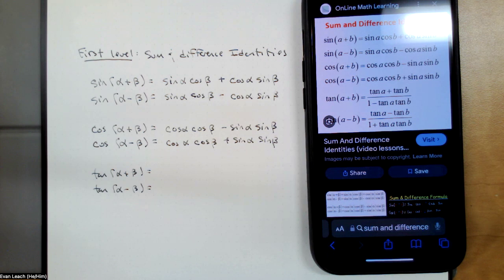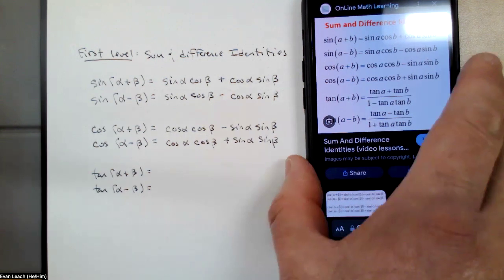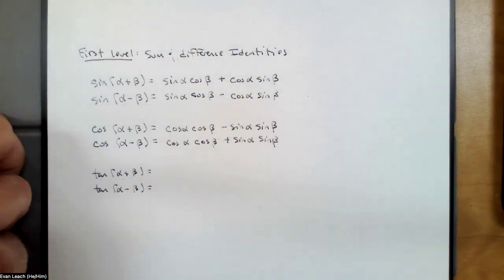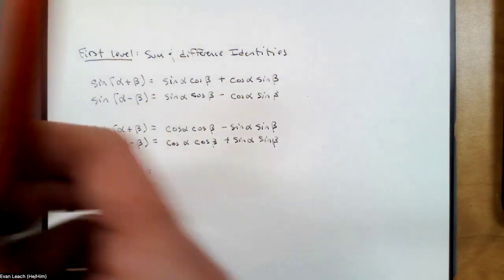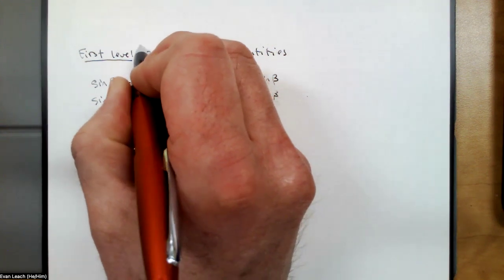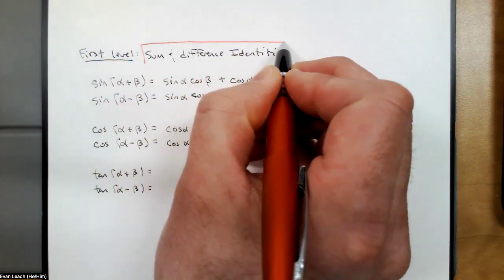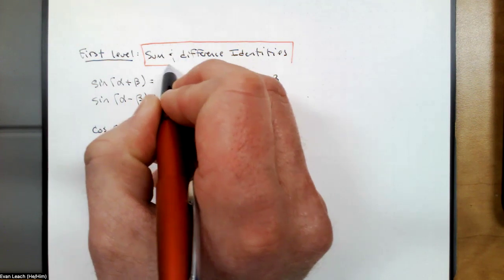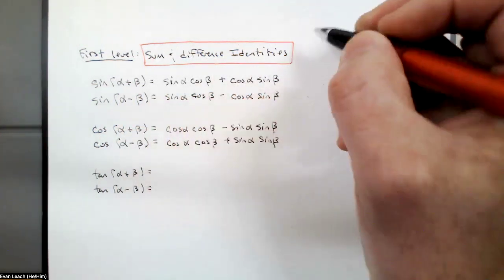The important part of this whole block of stuff, this wall of text that I just assaulted you with, is that this category is called sum and difference identities. This is our first level of trig identities beyond our foundational ones.